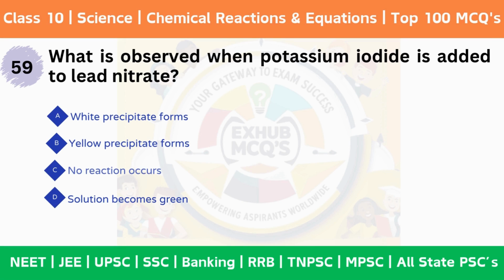Option A, formation of a white precipitate. Option B, formation of a yellow precipitate. Option C, no reaction occurs. Option D, solution becomes green.